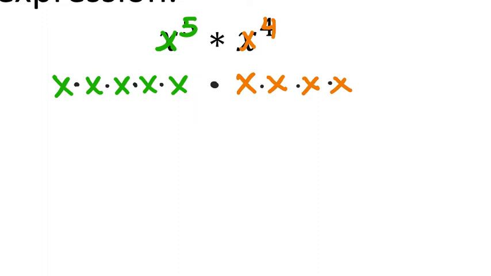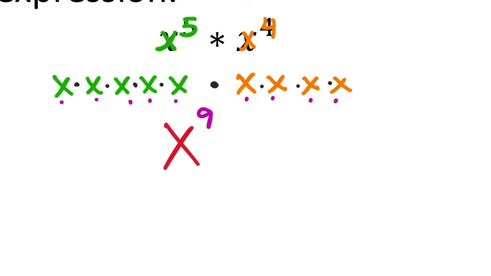So since the bases are all the same, they're base x's, I can take my base x and then just count how many there are. 1, 2, 3, 4, 5, 6, 7, 8, 9. Now this one wasn't too bad because there was only 9 x's right here. But when the bases become a lot bigger, then this becomes a little bit more impractical, okay?